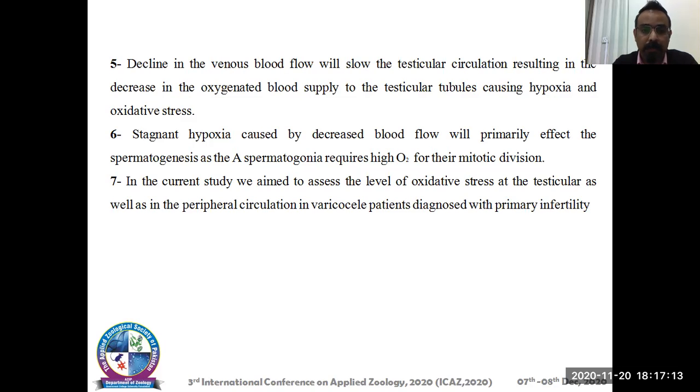This hypoxia, generally known as stagnant hypoxia, is caused by decreased blood flow and will primarily affect the spermatogenesis, as the spermatogonia require a very high level of oxygen for their initial mitotic cell division. In the current study, we aimed to assess the level of oxidative stress at the testicular as well as in the peripheral circulation in varicocele patients which are diagnosed with primary infertility.